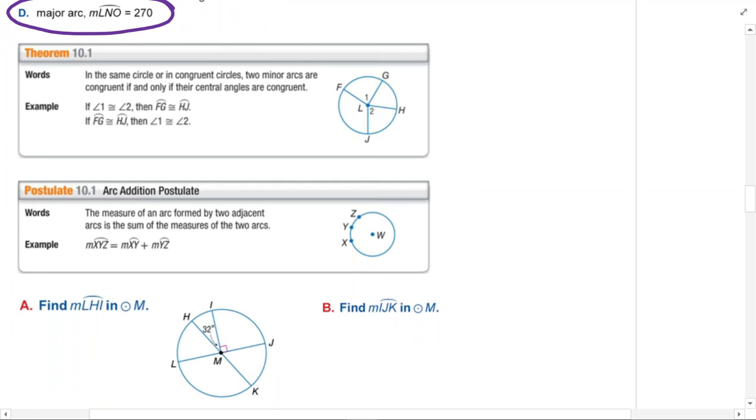The next one is telling us that if we have the same circle or congruent circles, two minor arcs are congruent if and only if their central angles are congruent. So for example, if angle 1 is congruent to angle 2, the central angles, then the arc FG is congruent to the arc JH. We can also add any of the arcs together to form a new arc.